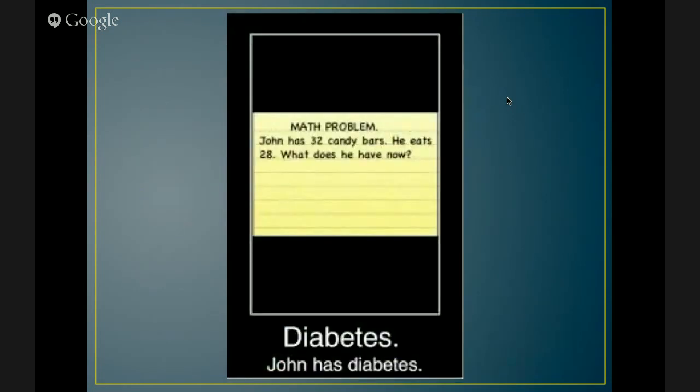So, math problem. John has 32 candy bars. He eats 28. What does he have now? And the answer is diabetes. John has diabetes.